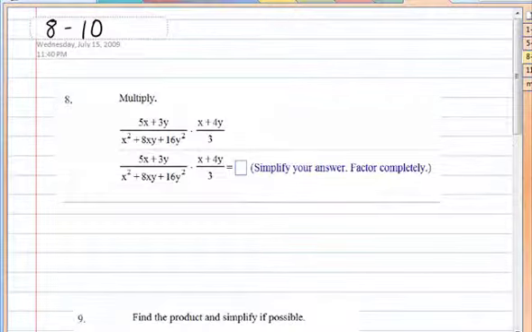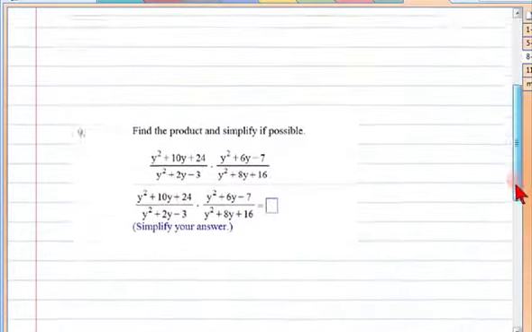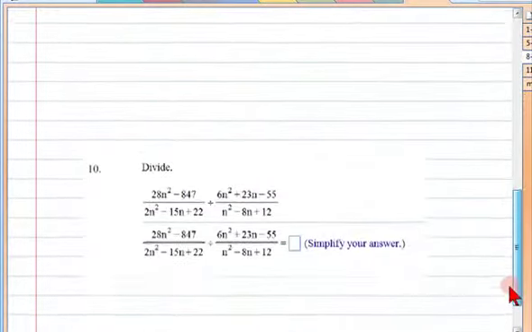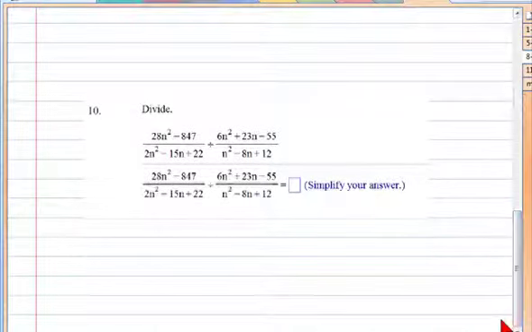We're going to jump. There's a multiplication problem on number 8. Number 9 has a multiplication problem, and we're going to go all the way to number 10. And this will be our last problem.